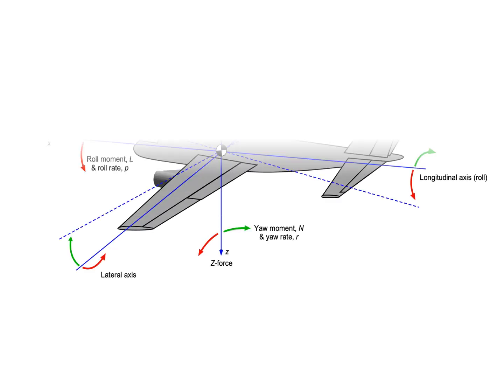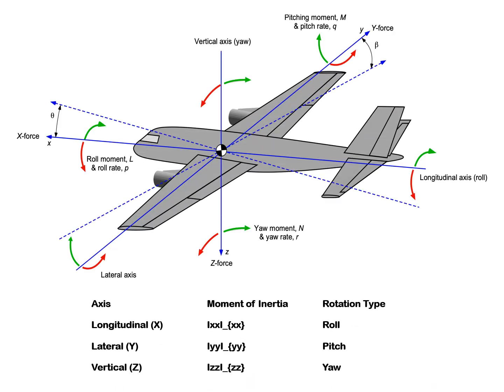The moment of inertia is a key concept in aircraft dynamics. It measures how resistant an aircraft is to change in its rotational motion around an axis. In simple terms, it tells us how hard it is to pitch, roll, or yaw the aircraft.